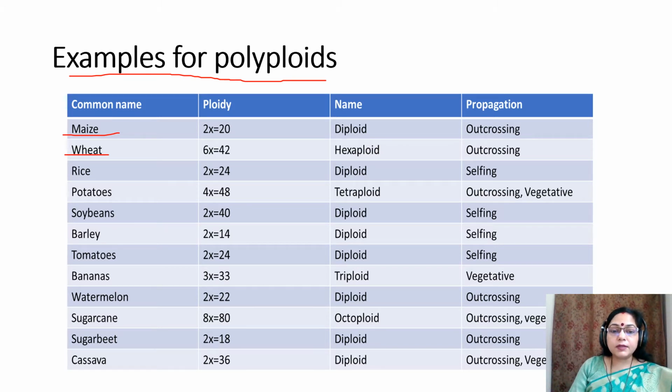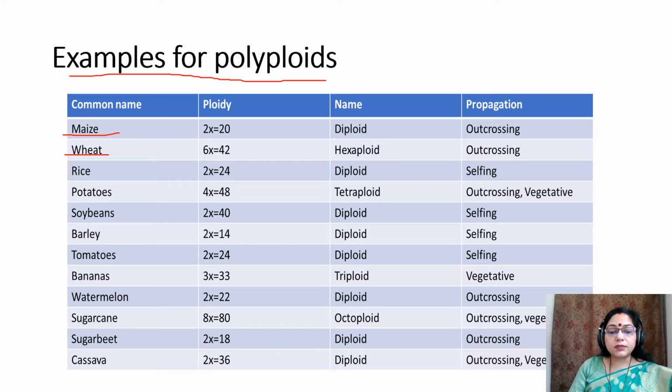Soybean is 2x equals 40 and it is diploid. It is propagated by selfing. Barley is 2x equals 14, diploid, and it is propagated by selfing. Potato, 2x equals 24, diploid, and it is propagated by selfing. Banana is 3x equals 33. It is propagated vegetatively.